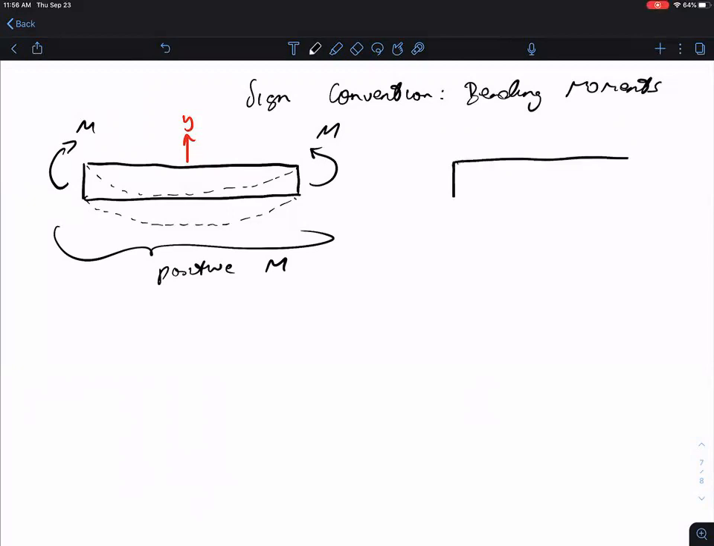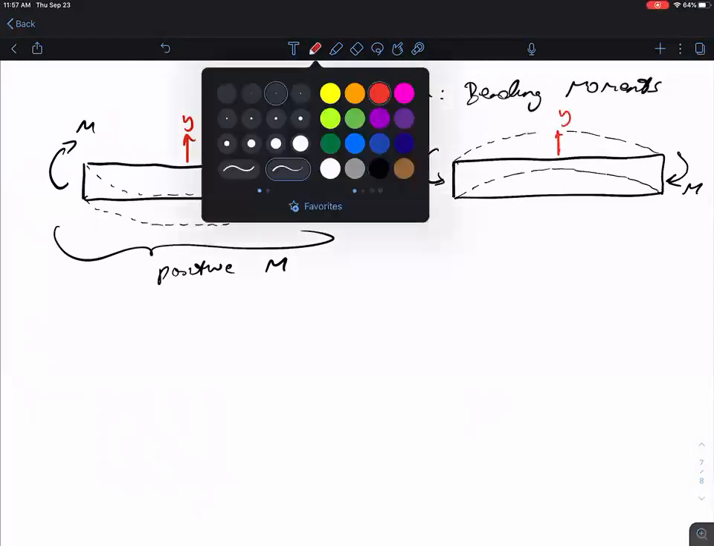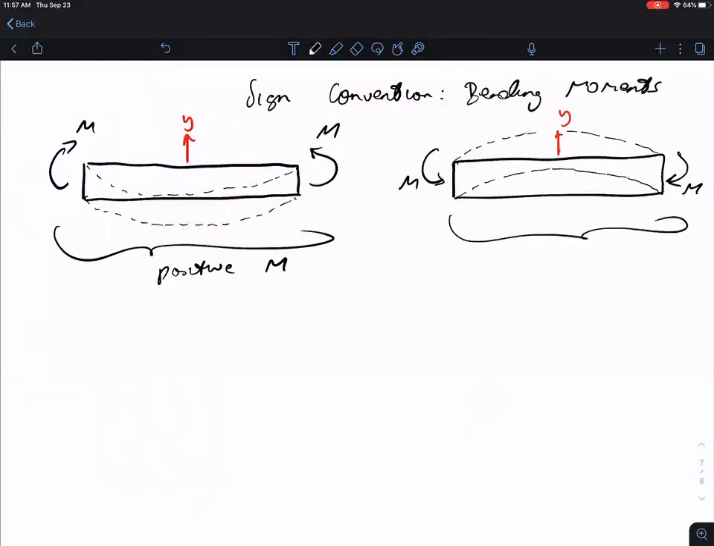So we can also look at the reverse case where the two end moments are in the opposite direction of what's shown on the left. And I think it should be obvious that this would produce bending in the segment that is concave downward, right? So that means that this would be considered a negative moment.